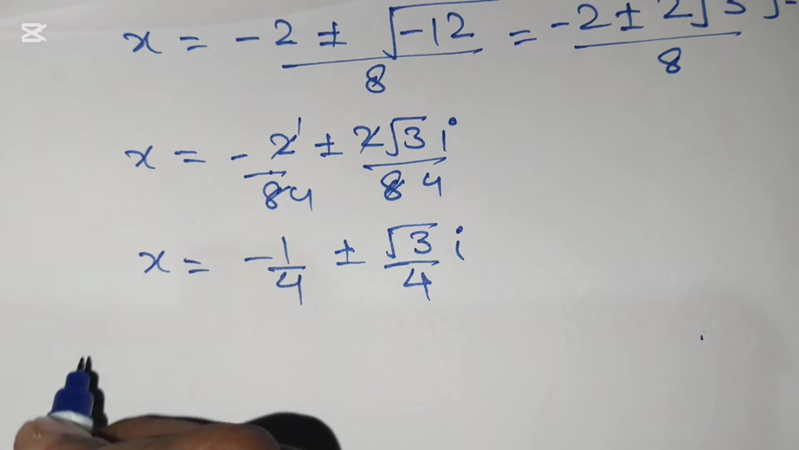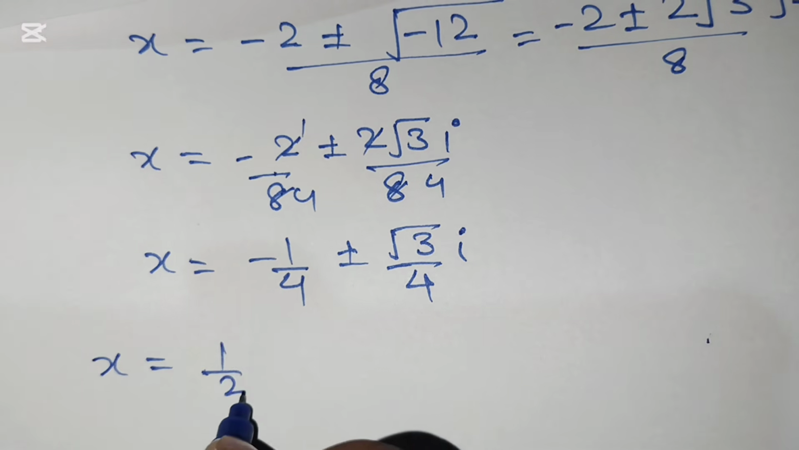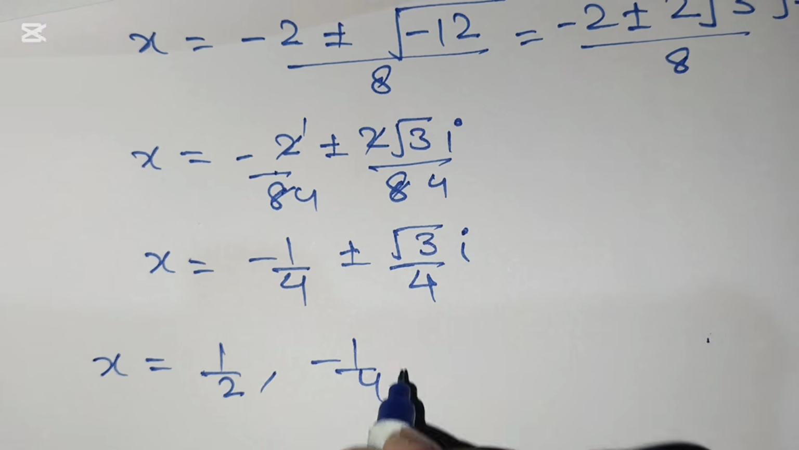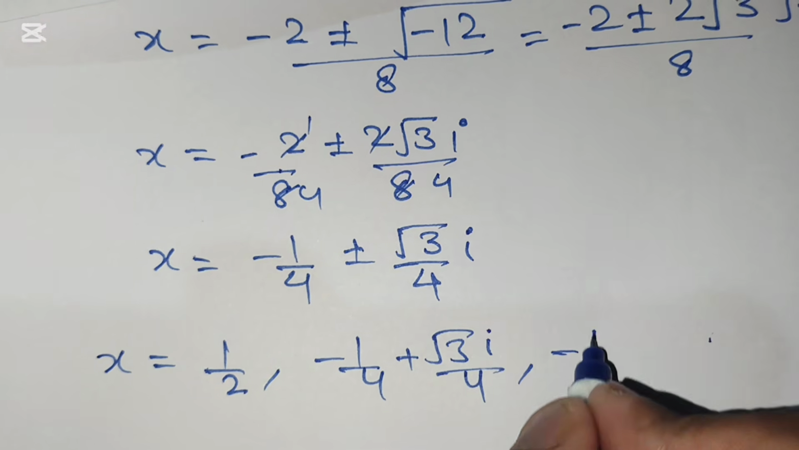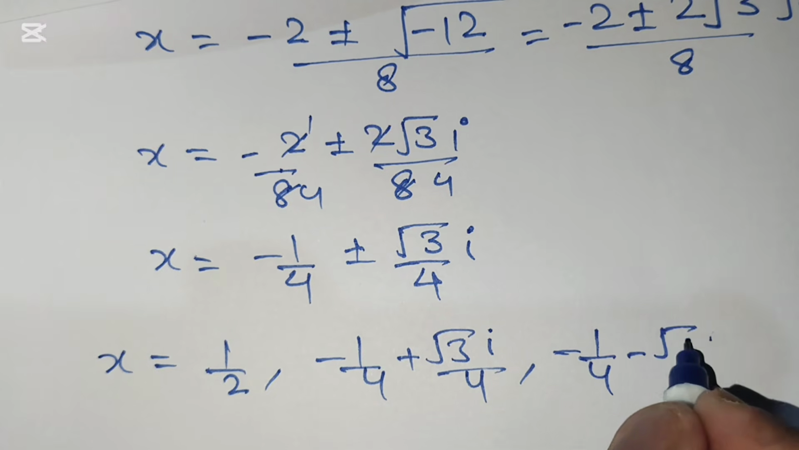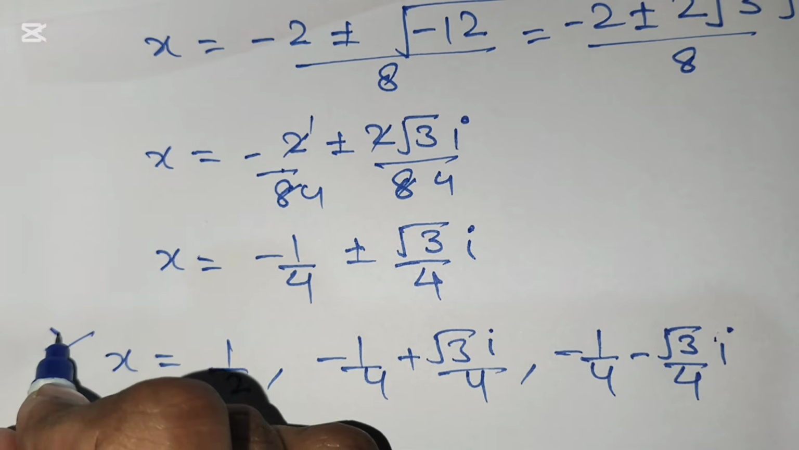So we have three values of x. One is 1 by 2, the first value of x, then minus 1 by 4 plus square root of 3 iota by 4, and then minus 1 by 4 minus square root of 3 by 4 iota. These are the final values of x.